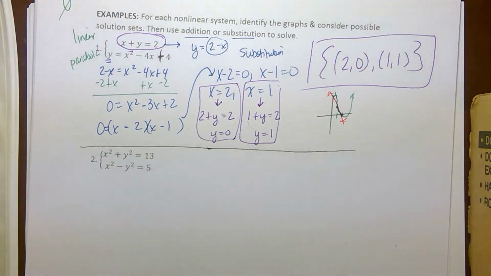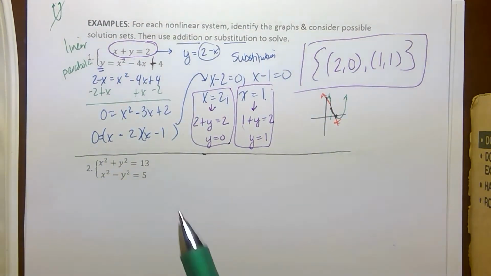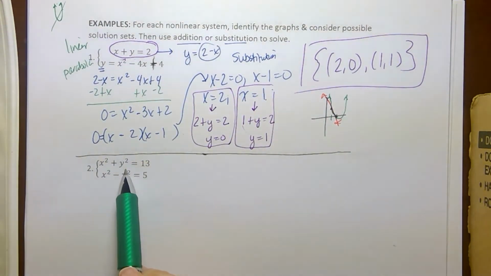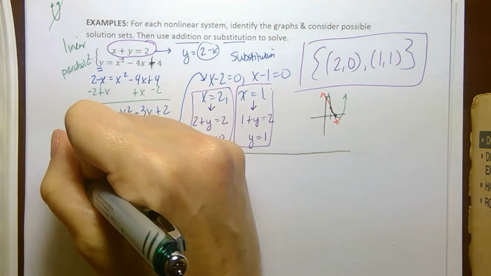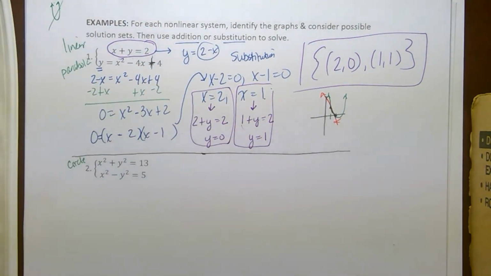This time, I have a couple of types of equations that you're not familiar with. We haven't talked about these before. You might have seen them mentioned in the book, but if you haven't, that's okay. Remember, I'm not asking you to graph. I'm just asking you to think about the possible solution sets. Anytime I have x squared plus y squared, that is the equation of a circle. X squared plus y squared gives me a circle.